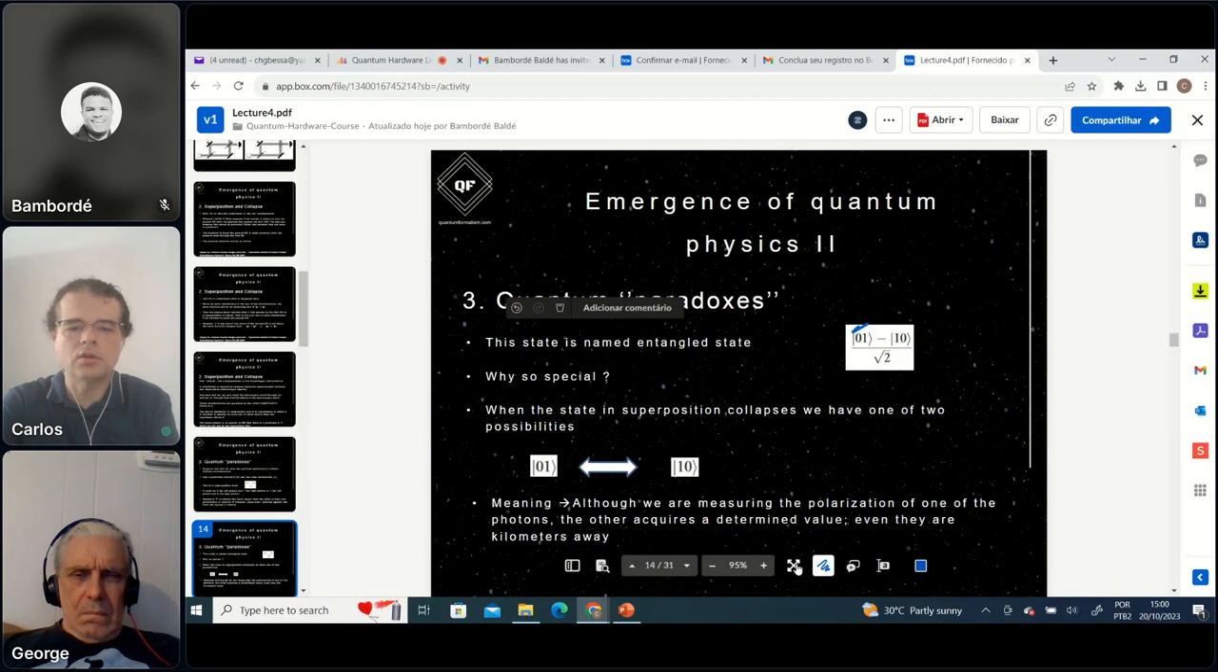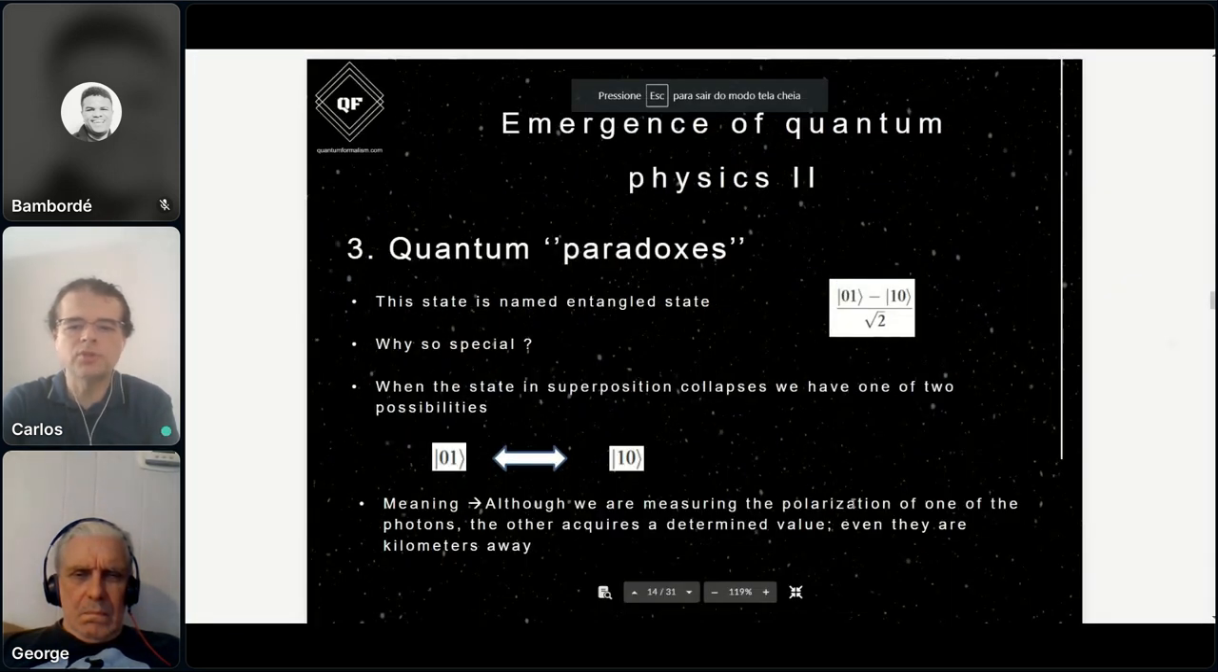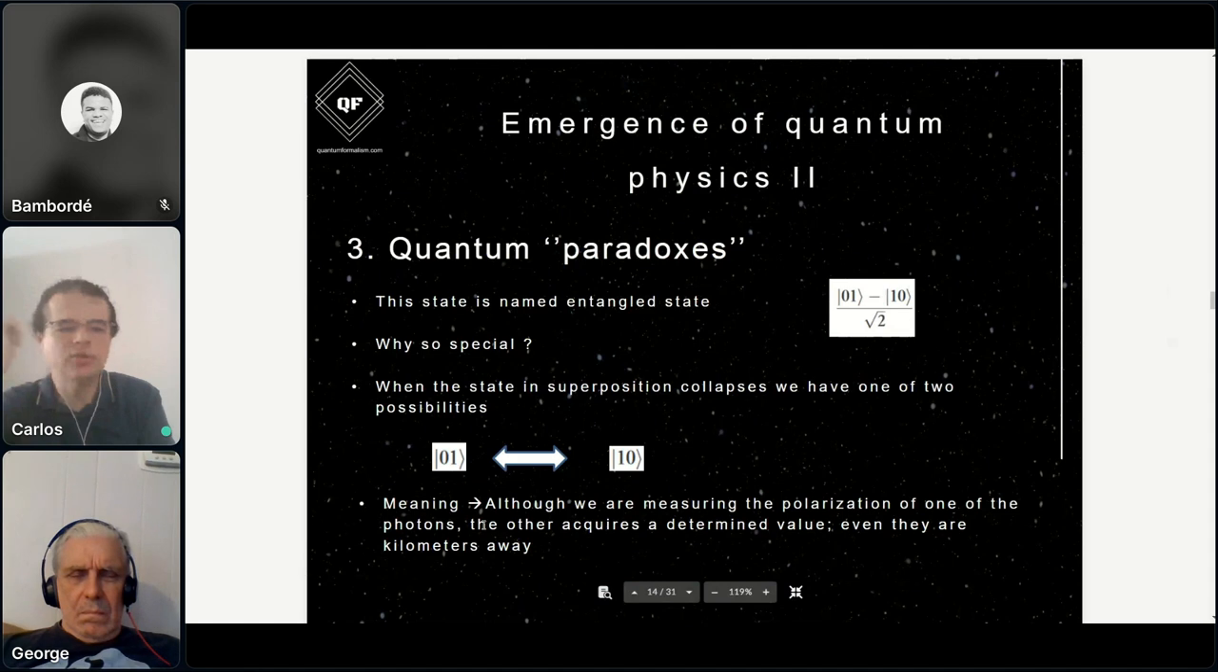So although we are measuring the polarization of one of the photons, the other acquires a determinate value. So it loses the superposition state. Even if they are kilometers away. I mean, even if I didn't measure the second photon, let's say I'm here in Brazil, Bamboday is in the UK. So if I send two entangled photons, they are in this superposition state. So if I measure one here, I know the second state that was also in superposition. I mean, it could be one or zero, the second photon. It could be polarized in the horizontal or vertical polarization.